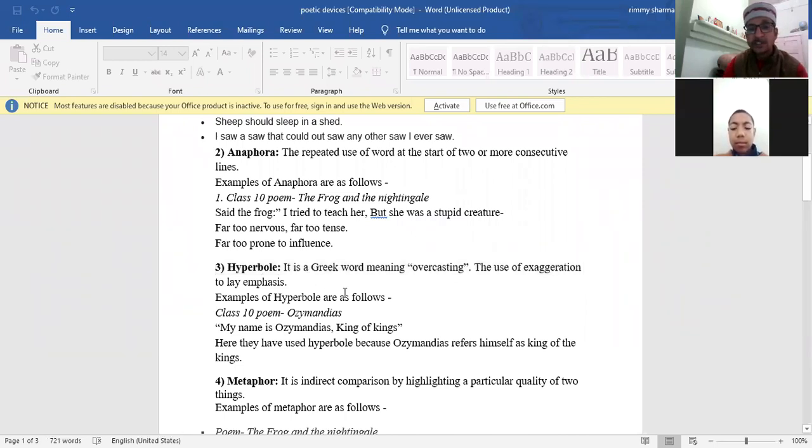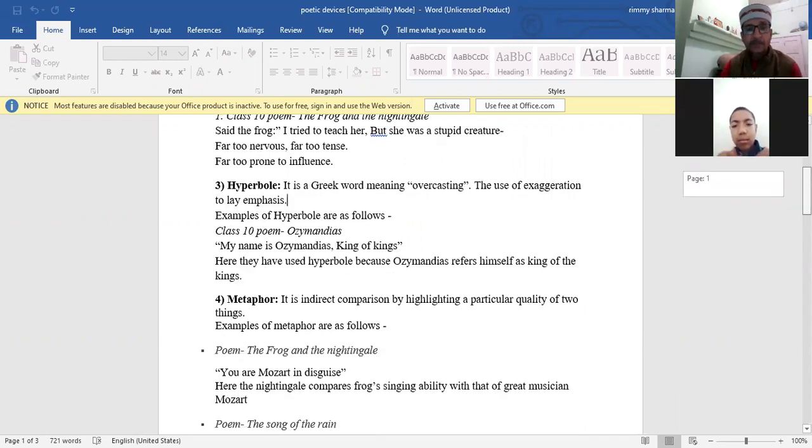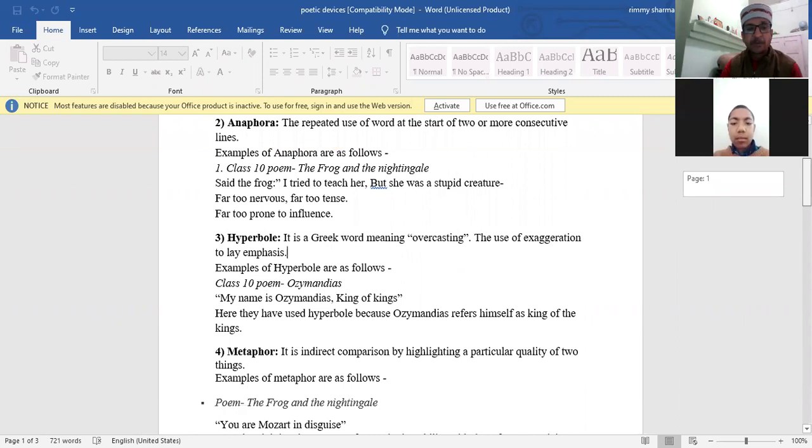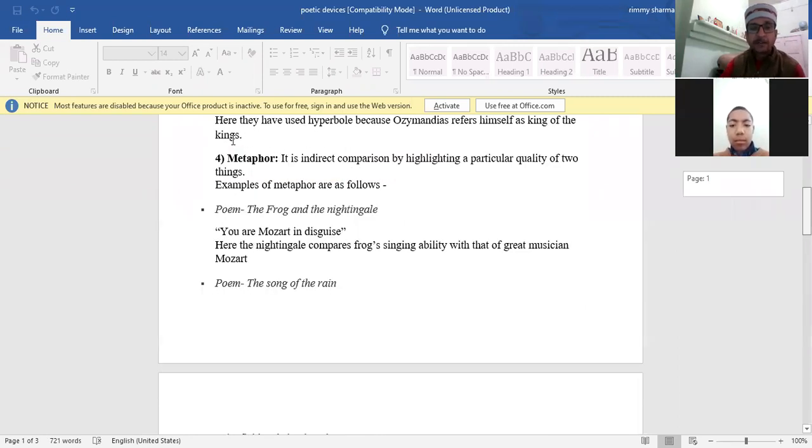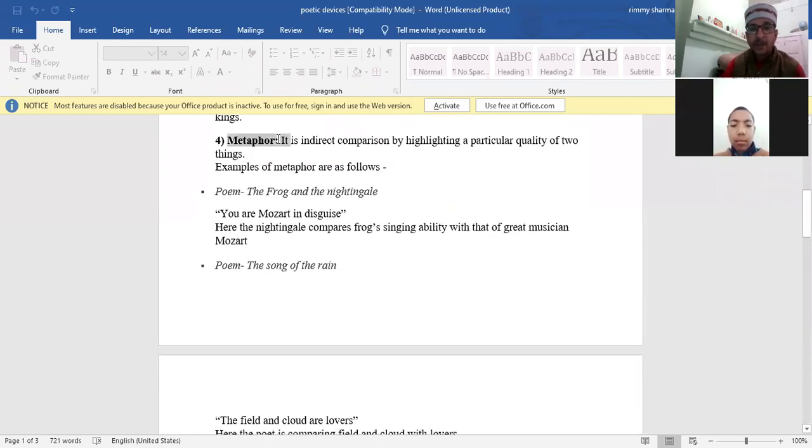Exaggeration means kisi cheez ko bada chada ke bolna. When you're speaking something really more effervescently than you can normally do. Fine. So that is called a hyperbole. Then comes a very, very important poetic device, which is used quite often. It's metaphor. Metaphor is indirect comparison by highlighting a particular quality of two things. Well, in metaphor, you need two things, which are compared with one common thing.